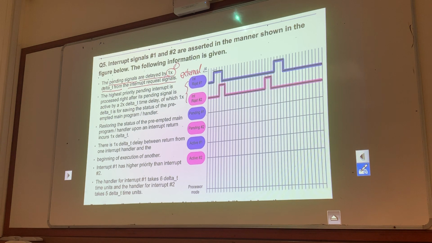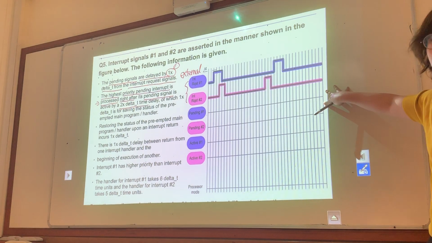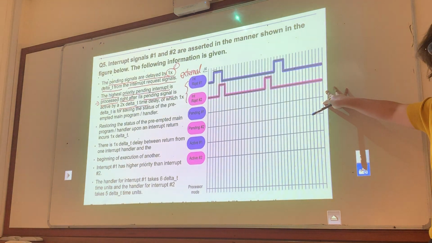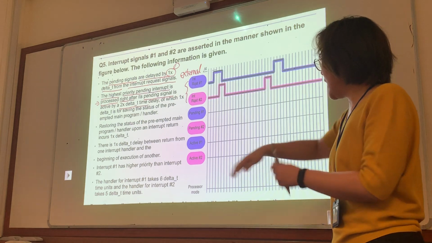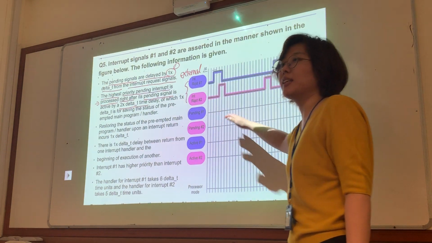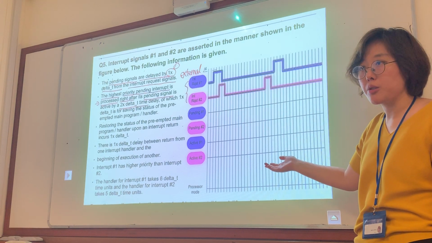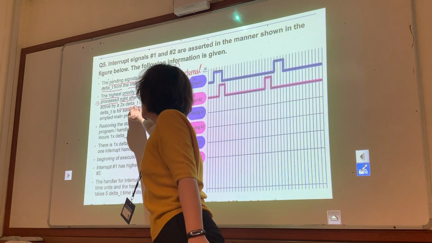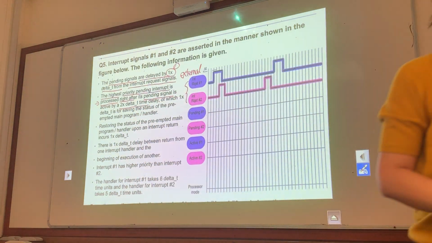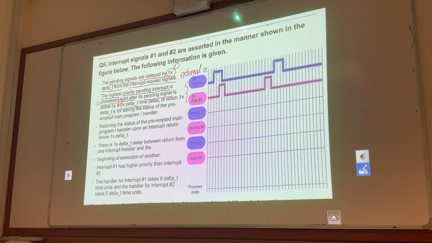And then, the highest priority pending interrupt is processed right after its pending signal is active, by 2 delta time. So this tells you how to derive the active signal if you know the pending signal. If the signal is pending and currently this is the highest priority device, it will be handled as soon as possible, but not immediately, with a 2 delta time delay. So that's information 2 here.